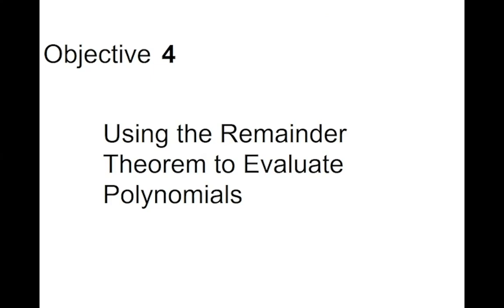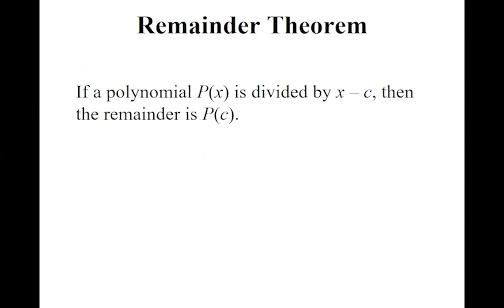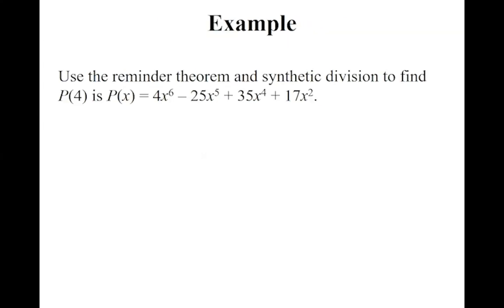Objective 4 in this topic is using the remainder theorem to evaluate polynomials. The remainder theorem states if a polynomial p of x is divided by x minus c, then the remainder is p of c. Use the remainder theorem and synthetic division to find p of 4 if p of x is 4x to the 6th minus 25x to the 5th plus 35x to the 4th plus 17x squared.